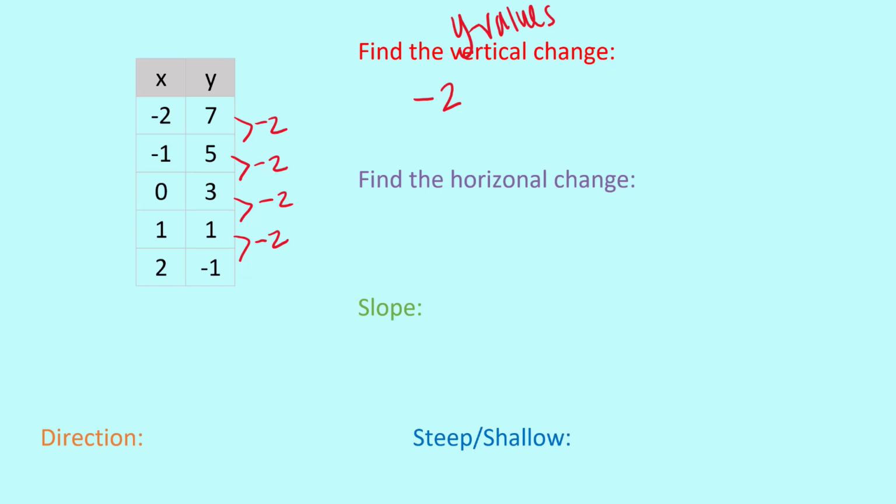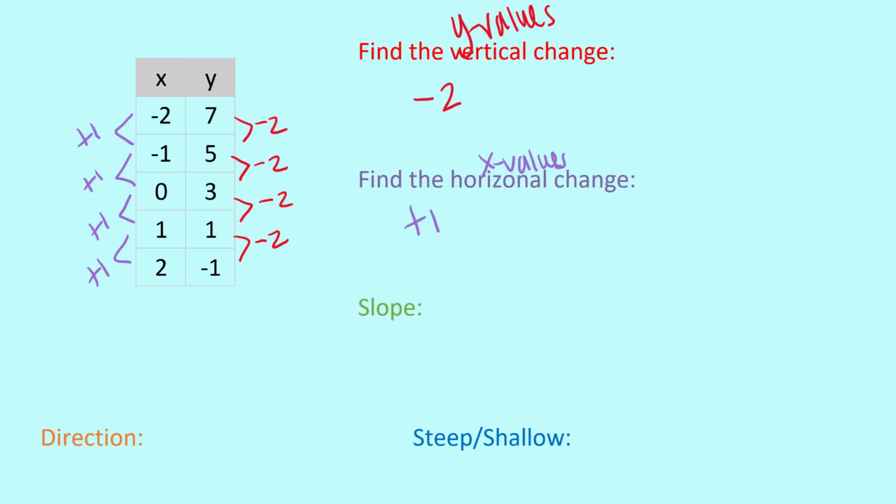The next part that we need to find is the horizontal change, and horizontal change are the x values. So I'm going to look at how those change now. To go from -2 to -1, I'm going to actually add 1. We're going up in numbers. -1 to 0, we're adding 1. 0 to 1, and 1 to 2, we are adding 1 each time. So the horizontal change is +1.